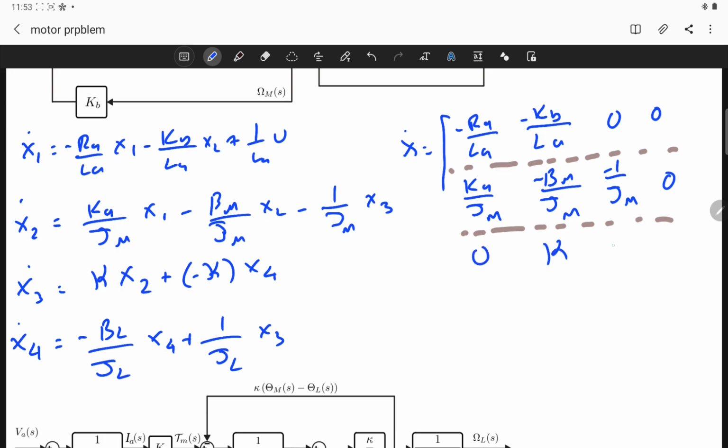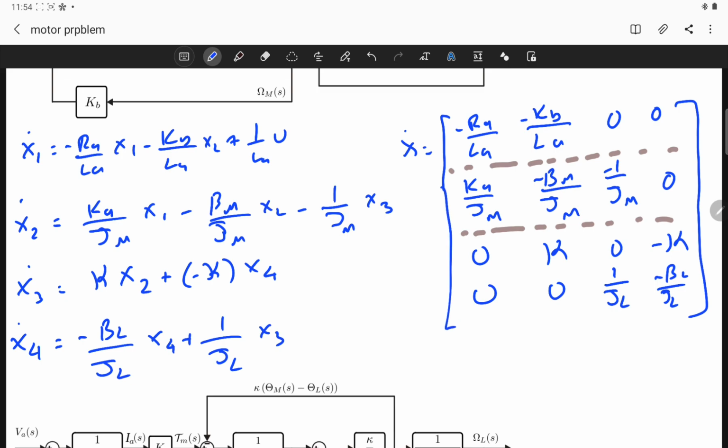0, kappa, 0, minus kappa. That's great. Fourth row is also very easy. 0, 0, 1 over JL, minus beta L divided by JL. So this is our A matrix. Instead of that, just write it as the A matrix. So we computed the A matrix.